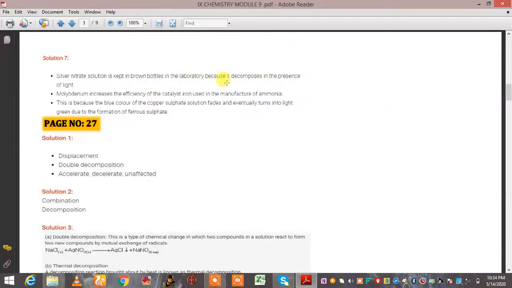Because silver nitrate decomposes in the presence of light. Right now we have seen the reaction that AgNO3 decomposes itself into silver plus nitrogen dioxide plus oxygen.